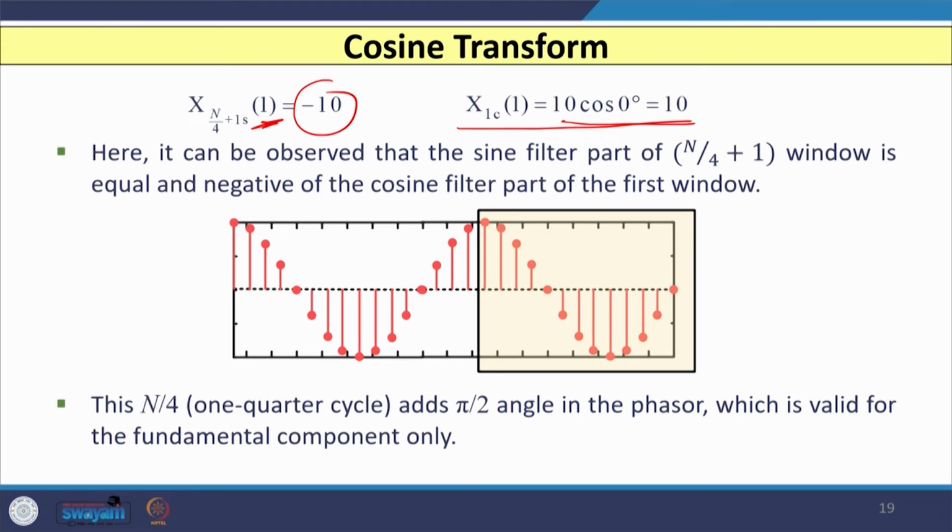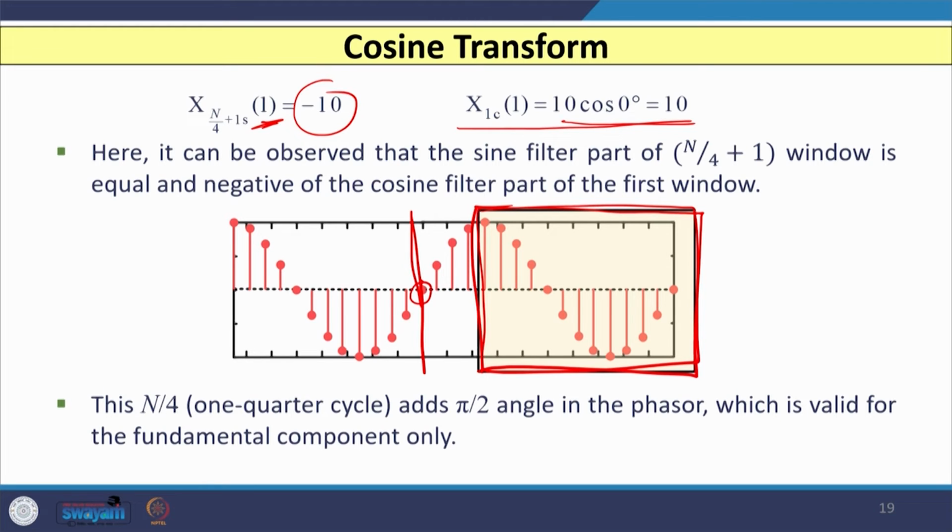So, here we can say that the sine filter part of the n by 4 plus 1 window is equal to the negative of the cosine filter part. So, if I have this window, and if I wish to calculate the sine part of this window according to our equation, then I just have to go back n by 4, a quarter cycle ago, calculate the cosine term, and take the negative of that, which is the same as the sine term of this window.